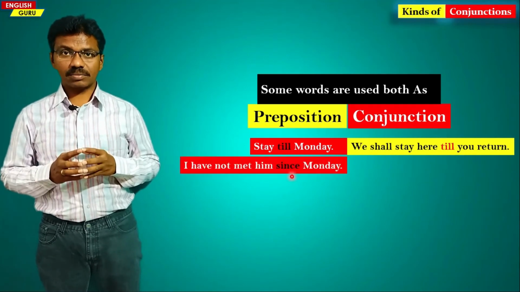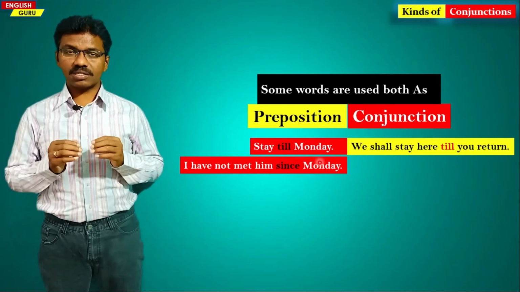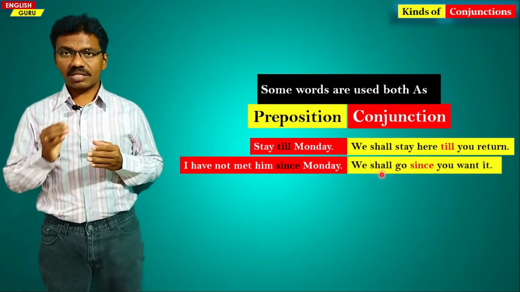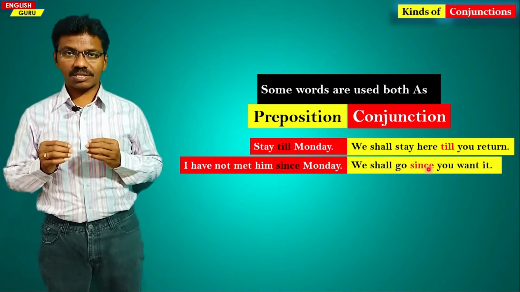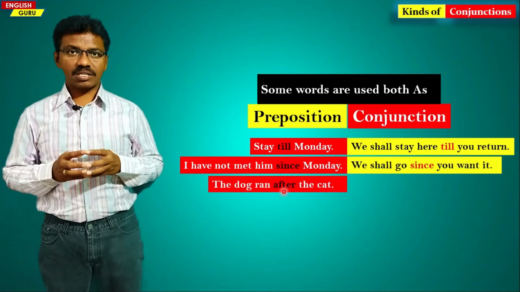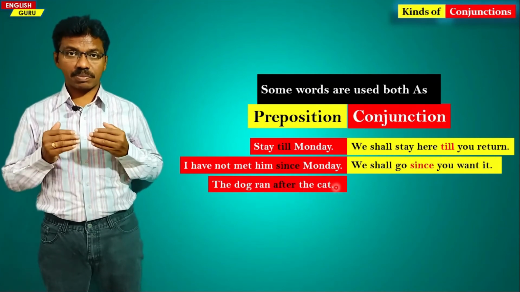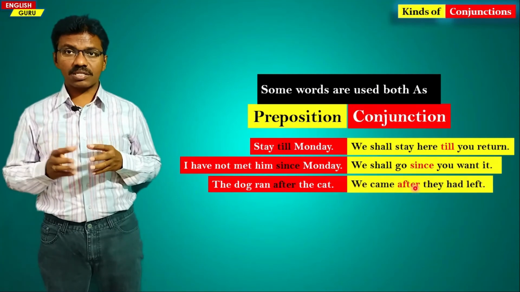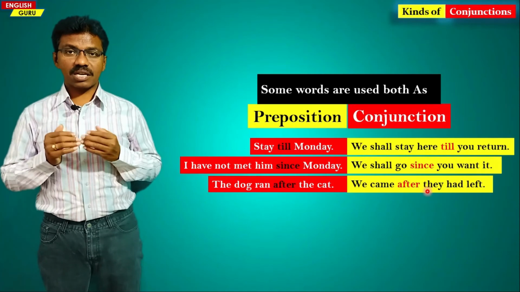In a similar manner, I have not met him since Monday. Since here in this sentence is a preposition, whereas in the next sentence, we shall go since you want it, since is a conjunction. In the next sentence, the dog ran after the cat. After in this sentence is a preposition, whereas in the next sentence, we came after they had left, after is a conjunction.